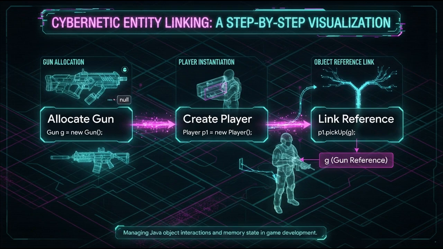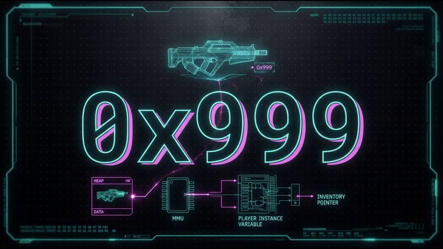First, we allocate the gun. Second, we instantiate our player. And third, we link them together by calling p1.pickup(g). At that split second of instantiation, the player's gun was null, but this pickup method bridges that gap. The crucial takeaway is understanding exactly what is traveling through that method parameter.